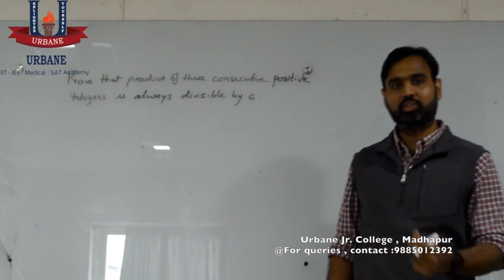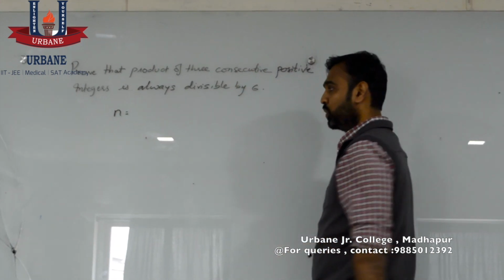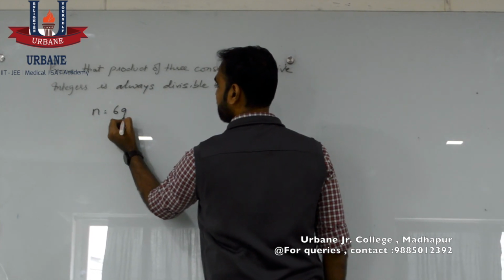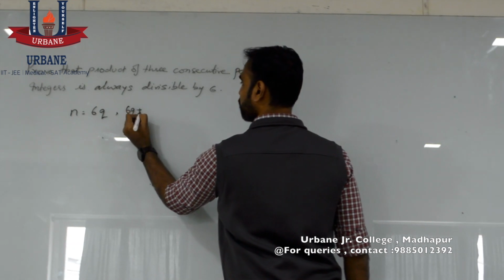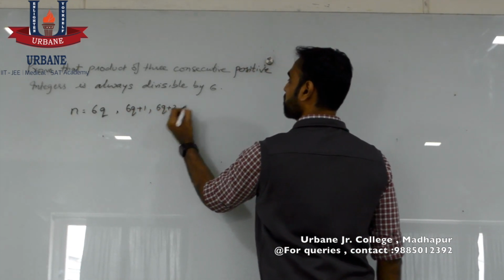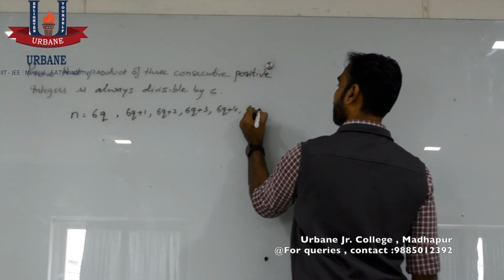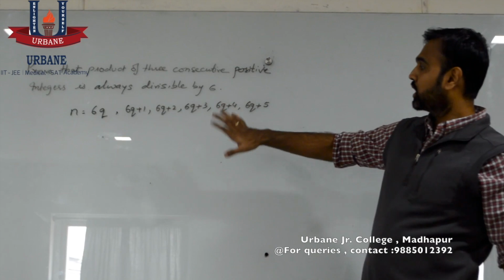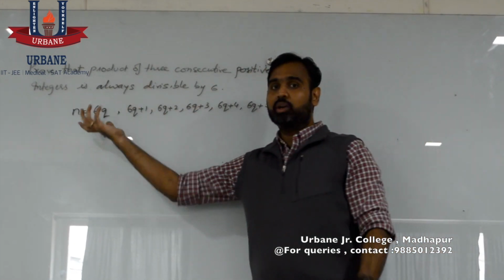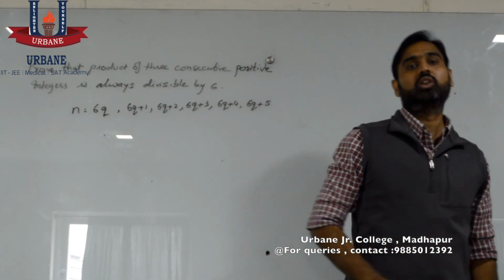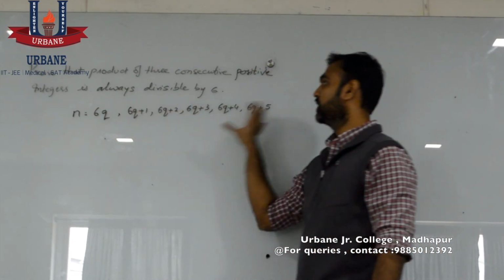0, 1, 2, 3, 4 or 5. So a number which, when divided by 6, leaves remainder 0 is expressed as 6q, which leaves remainder 1 is expressed as 6q plus 1, then 6q plus 2, 6q plus 3, 6q plus 4 and 6q plus 5. So the possible remainders are either 0, 1, 2, 3, 4 or 5. So any number divided by 6 leaves remainder either 0, 1, 2, 3, 4 or 5. So any number can be expressed in these forms.